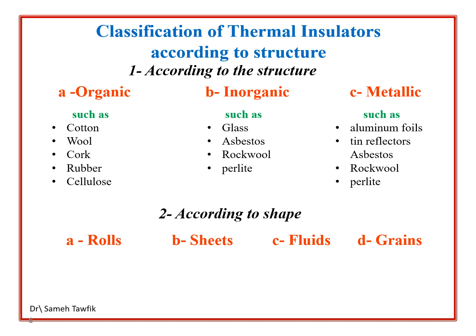Classification of thermal insulators according to structure. Thermal insulators can be classified according to their structure. Organic insulators include materials like cotton and wool, while inorganic insulators include glass and rock wool. Metallic insulators are exemplified by aluminum foils and tin reflectors.